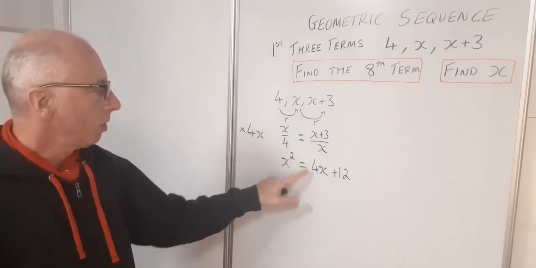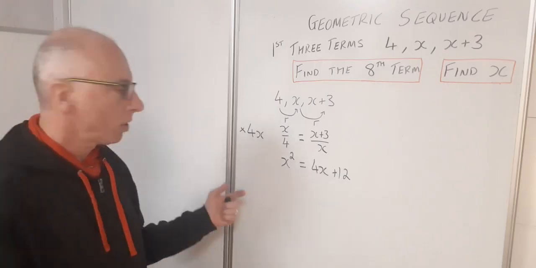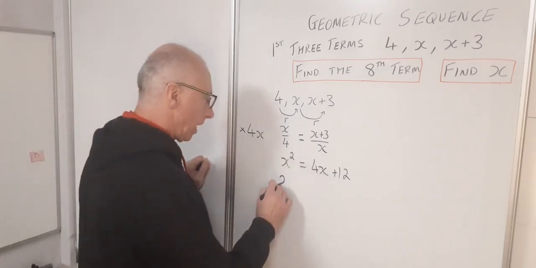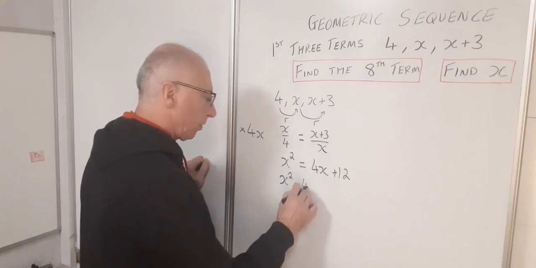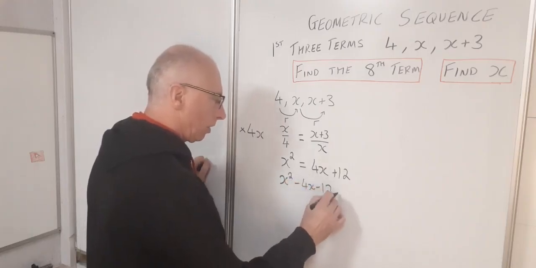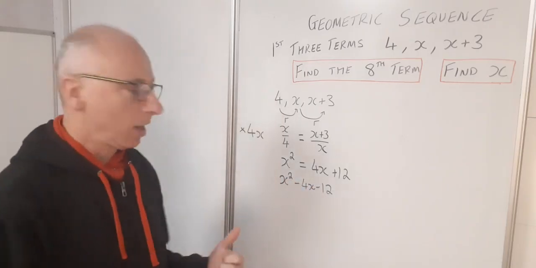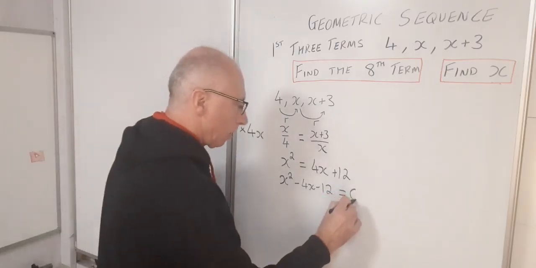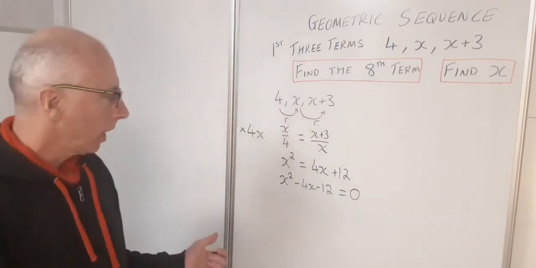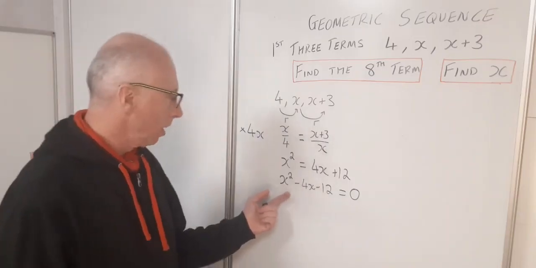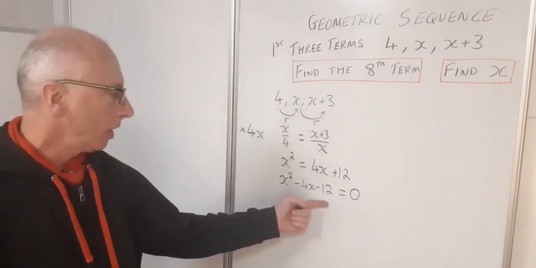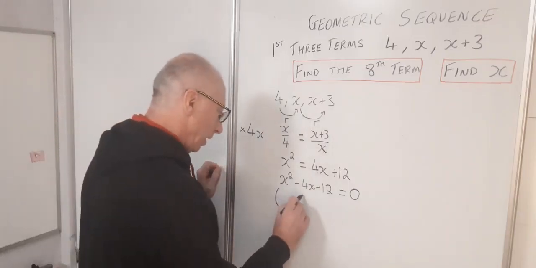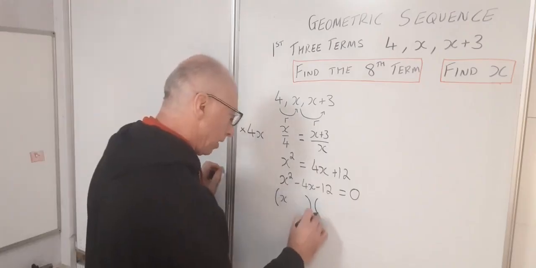So let's subtract 4x plus 12 from both sides. So now I've got x squared minus 4x minus 12. Then this side I'm left with 0. And now we can solve that as a quadratic. Okay, so now we can factor this out. So factors of minus 12.